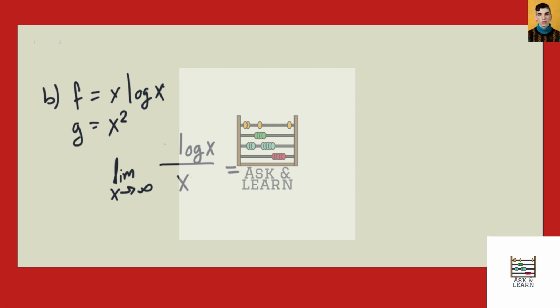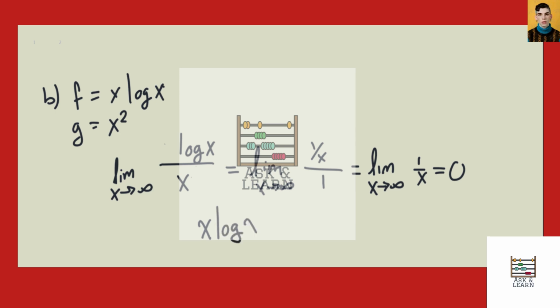Then we're going to use L'Hopital's rule. So we're going to take the derivative of each of these and know that the limit will be the same. So the limit as x goes to infinity of 1 over x over 1, which is equal to the limit as x goes to infinity of 1 over x, is equal to 0. So then by little o notation, we know that x log of x is little o of x squared.